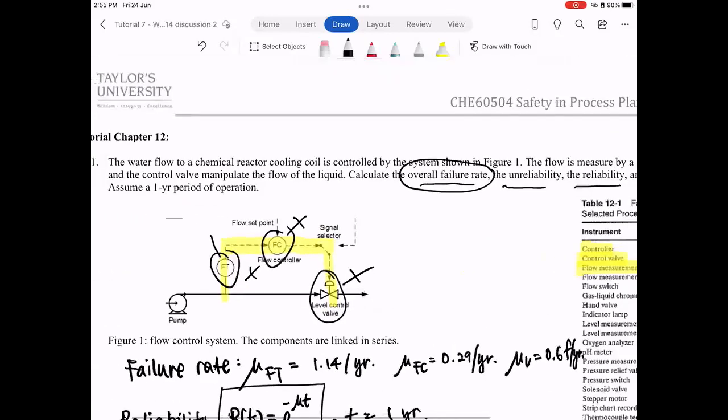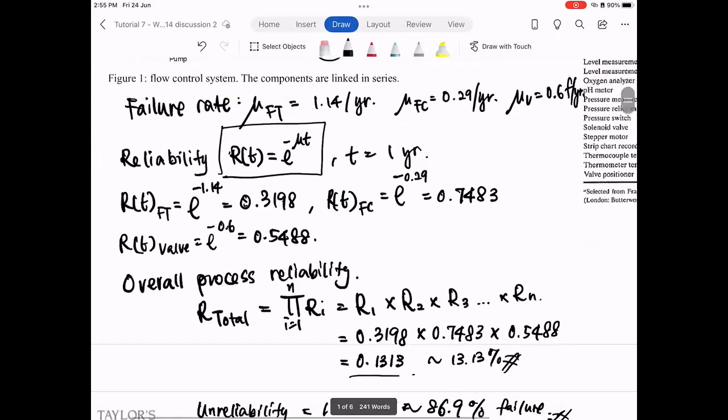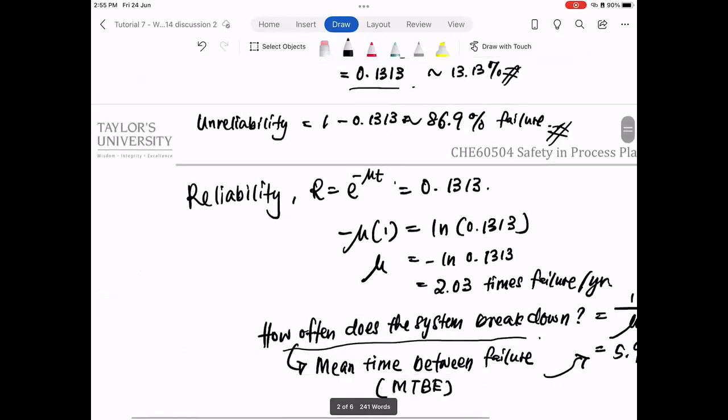Be it the flow meter, the controller, or the valves, they will all have already broken down, because the expected time to breakdown is 5.9 months. So if we plan maintenance every 6 months, it's too late, because the system will already fail before the preventive maintenance. So if we plan preventive maintenance for this system, I would suggest doing it at a shorter period than this.